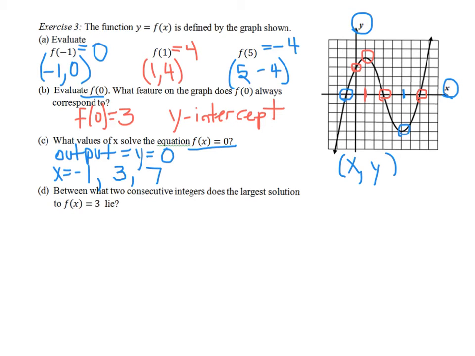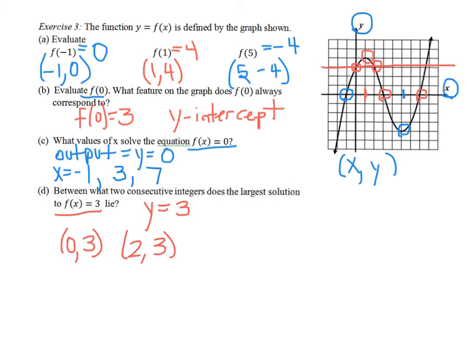Let's take a look at the equation f of x equals 3. So f of x equals 3 is the same equation as y equals 3. So I'm going to graph on here the horizontal line y equals 3. Now I see that I already found one spot where y was equal to 3. That happened at 0, 3. Now there does seem to be another spot right here. That would be at 2, 3. So there's another spot where the output is 3.